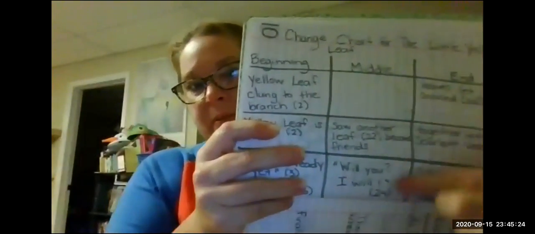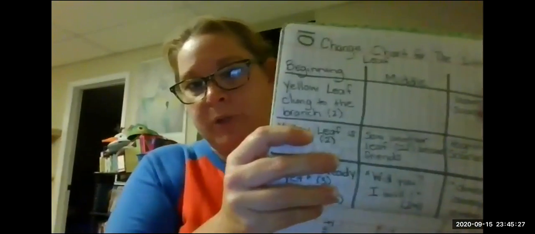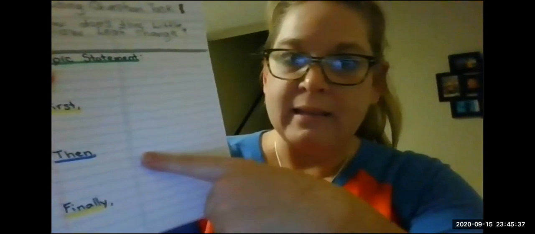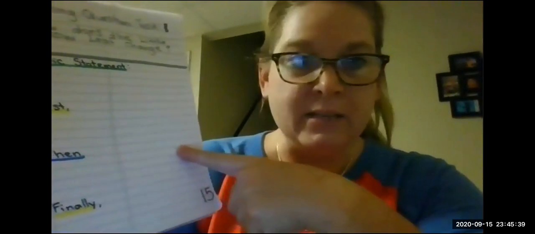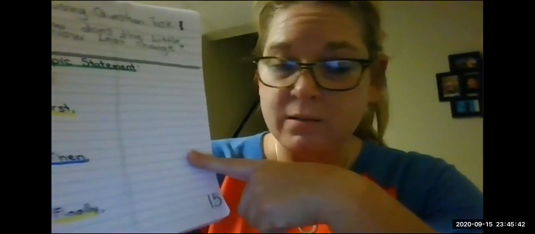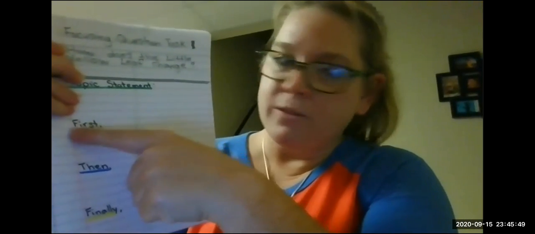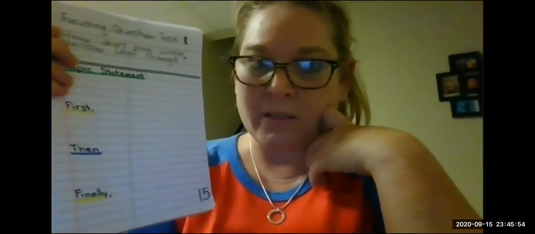Then you're going to go back to the middle column. You're going to find the piece that you wrote and colored in blue. Remember, I said I was going to use this one. So I can say, then little yellow leaf and little scarlet leaf decided to let go together. So I use my middle piece of evidence and I use the word then. So that's 1, 2, 3, 4, 5 things already that you were required to do.